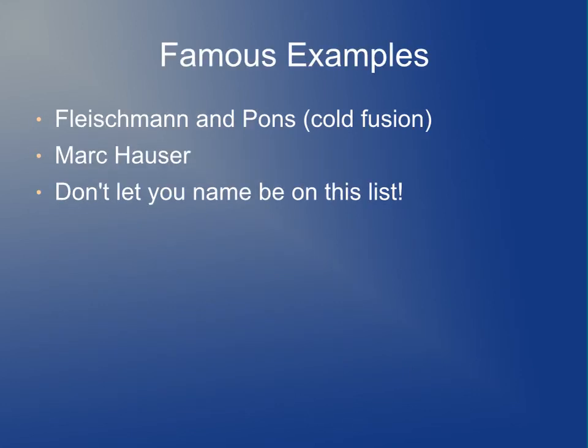Some famous examples of this in the history of science: most of you are probably too young to remember Fleischmann and Pons and cold fusion, but the basic story is that they saw something in their data that they thought was cold fusion and ran and told the media about it, but quickly they realized the results could not be reproduced and they ended up with major egg on their faces.